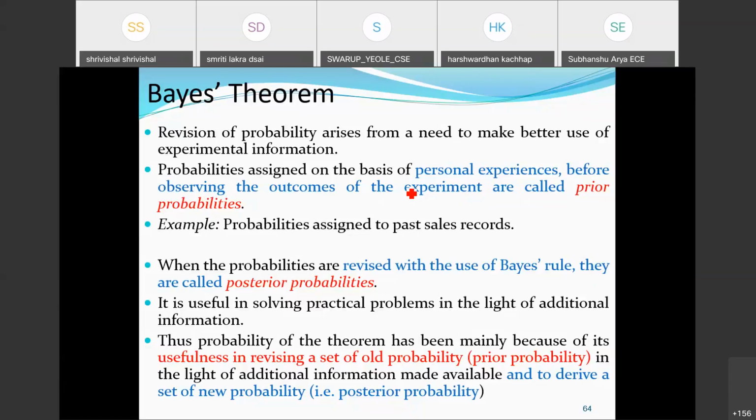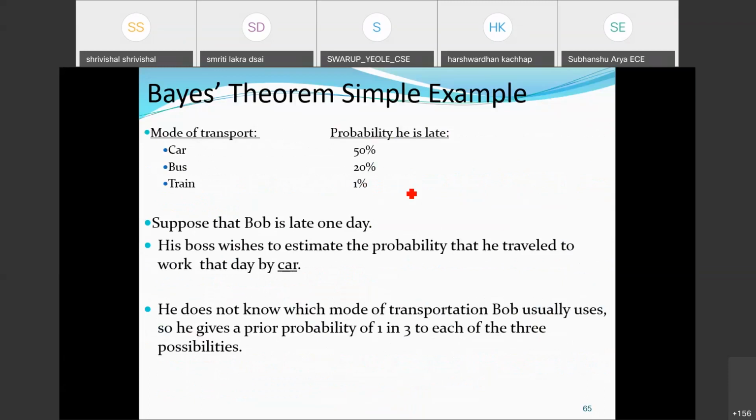Okay, so let us take one simple example here, and then subsequently we'll move on. So as per the Bayes theorem, a simple example: suppose that Bob is late one day. His boss wishes to estimate the probability that he traveled to work that day by car. So that person is late, and there are probabilities associated with different modes of transportation. If he comes by car, the chance of being late is 50%, bus 20%, train 1%. His boss actually doesn't know which mode of transportation Bob used, and the boss has already assigned some prior probability of 1 in 3 to each of the three possibilities.